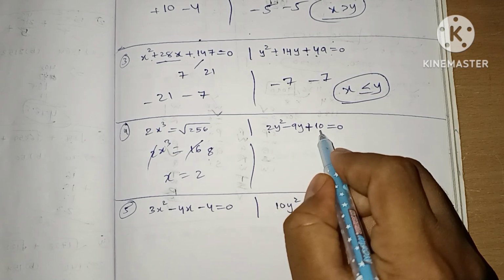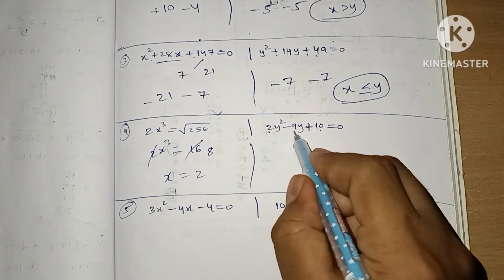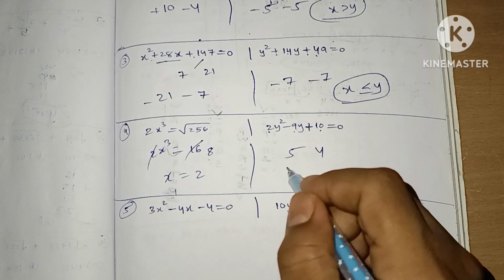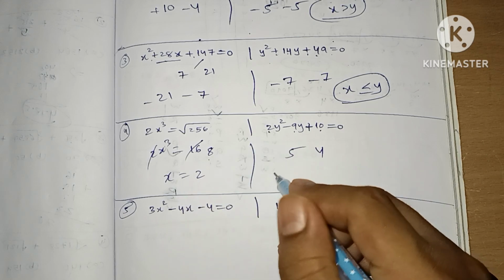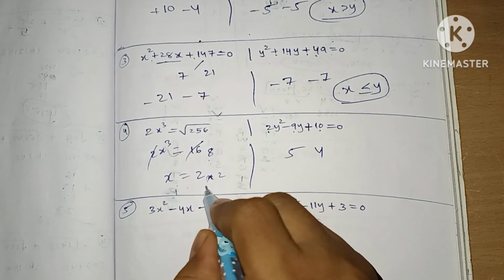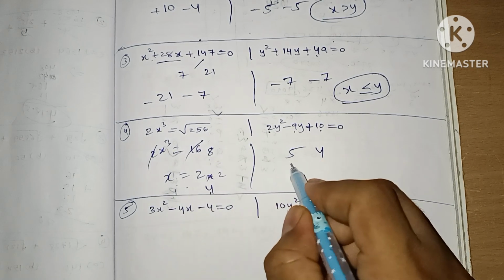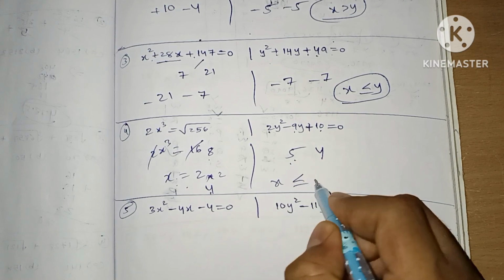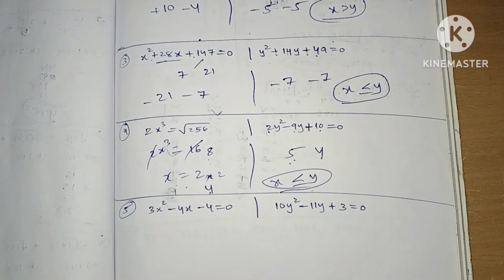Here 2 10 times will be 20. 20 and we need to get 9 5 4 times. Okay. To make the base equal, we need to multiply this with 2. So we get 4 here. X value is 4 and this y value is 5 and 4. By comparing these two, it is clear that x is lesser than or equals to y.